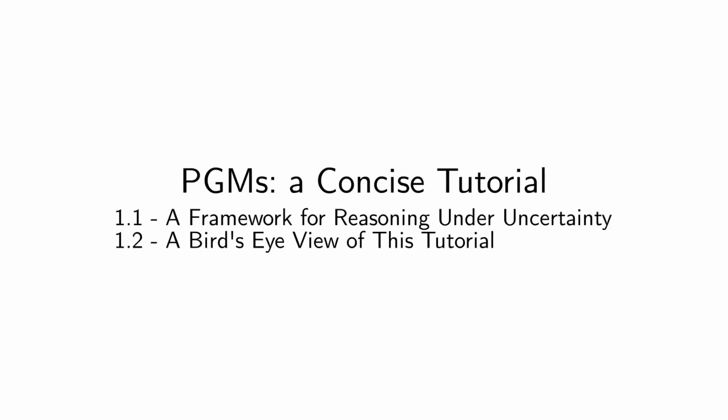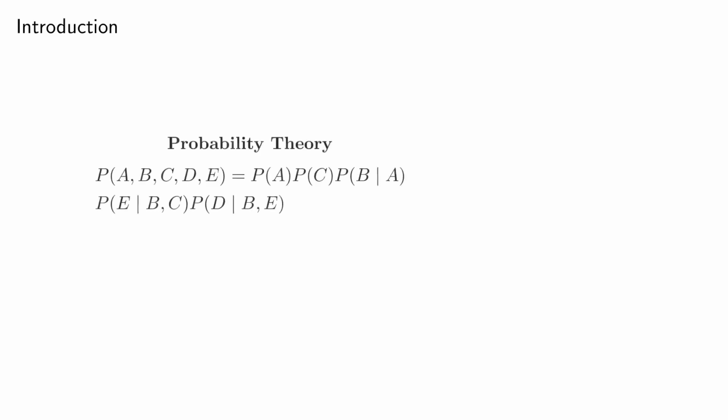Let's begin with the two subjects that PGMs bring together. Probabilistic graphical models combine probability theory with graph theory. Probability provides the rules for working with uncertainty.